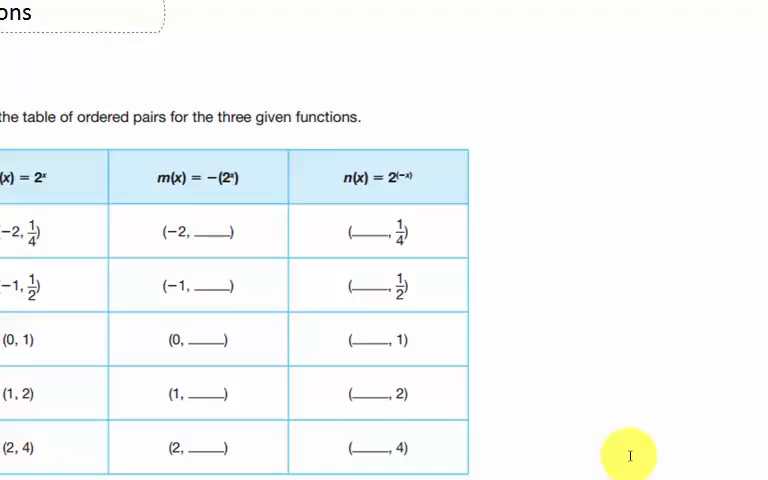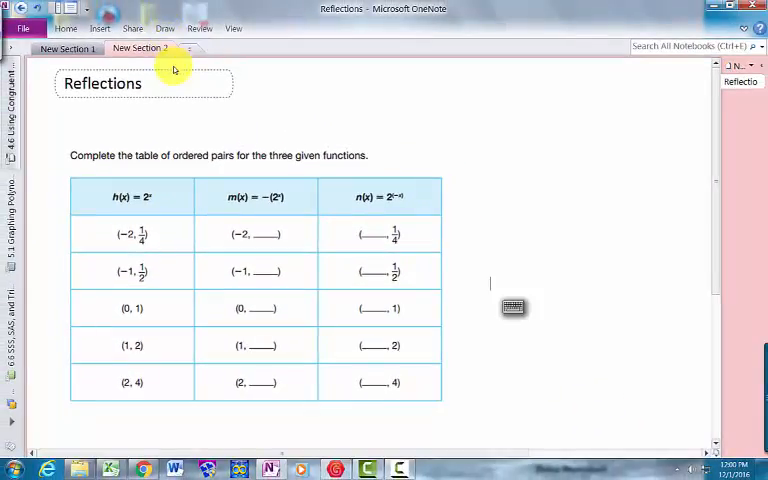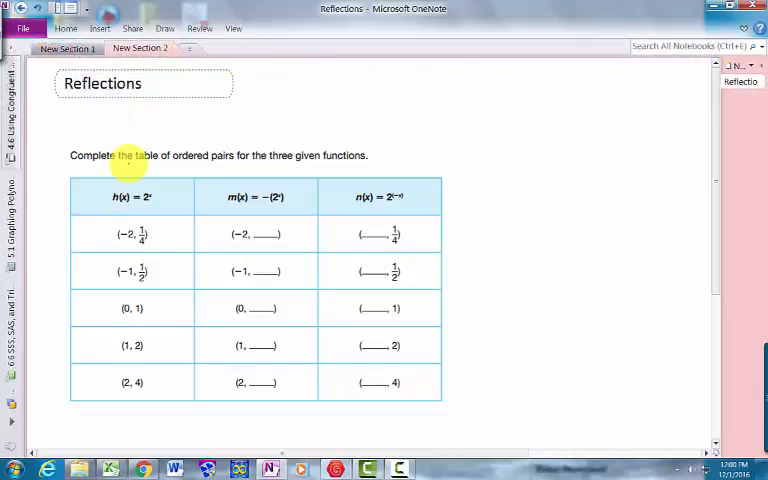So let's talk about reflections. You can pause the video and you're going to want to definitely copy this table down. So we're going to start with the original function here, and our function is h of x. Okay, so h of x is equal to 2 to the x.